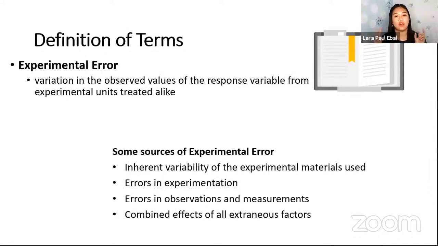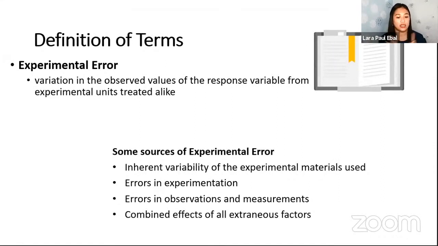So we need to have a measure of experimental error. That's why we need to come up with many experimental units or replicates. Why? Even if we try to control, and even if we try to apply only one kind of treatment level in several experimental units, they still differ because of some reasons.